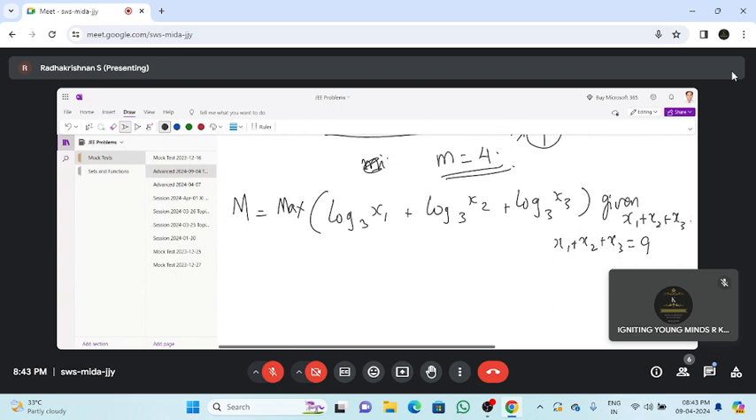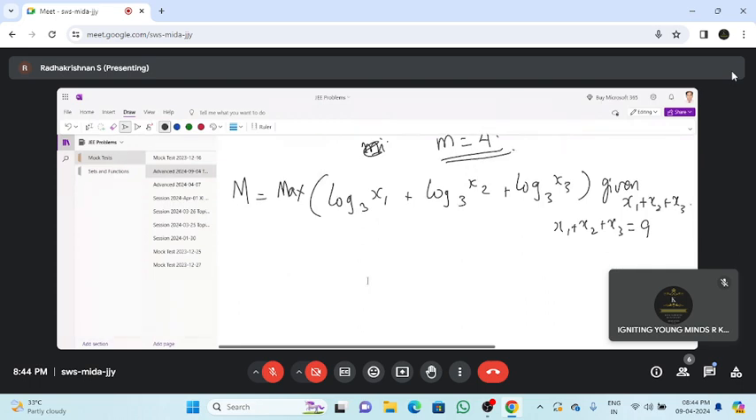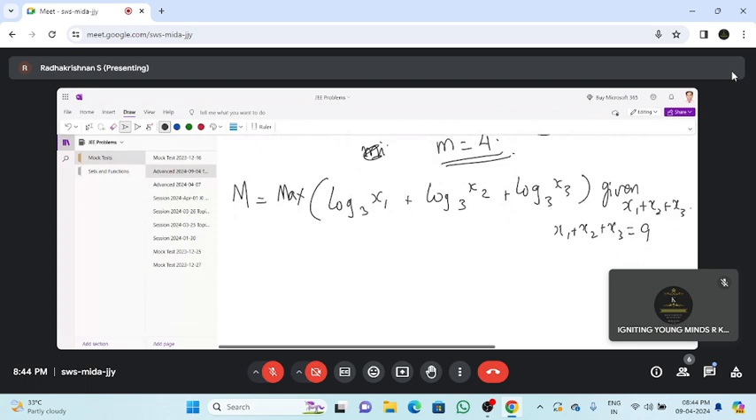Sir, I got x1 plus x2 plus x3 by 3 greater than or equal to x1 x2 x3 power 1 by 3. After that, I shifted 1 by 3 to this side, so it became cube. So x1 x2 x3 is less than or equal to x1 plus x2 plus x3 by 3 whole power 3. It is 9 by 3 whole power 3, so it is 3 power 3, 27. So log 27 base 3, it became M equal to 3. Very good, ma. Very good.